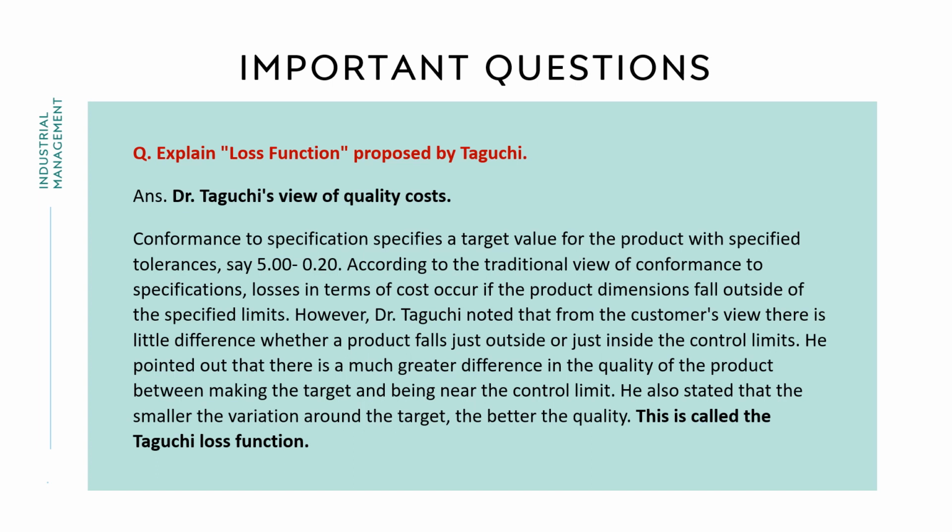He pointed out that there is a much greater difference in the quality of the product between making the target and being near the control limit. He also stated that the smaller the variation around the target, the better the quality. This is called the Taguchi loss function.